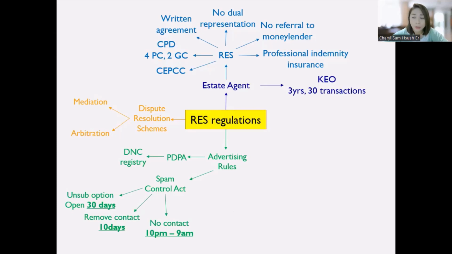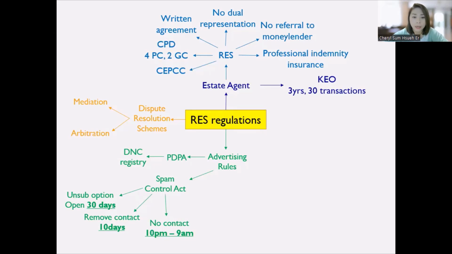Now, something to take note here, for section C in your real estate salesperson examination, the missing word can be a word, a phrase, or numbers as well. So it could be, for example, how long does the unsubscription option under the Spam Control Act have to be open? The answer is 30 days. We have to leave it available for the consumers to click unsubscribe for 30 days.